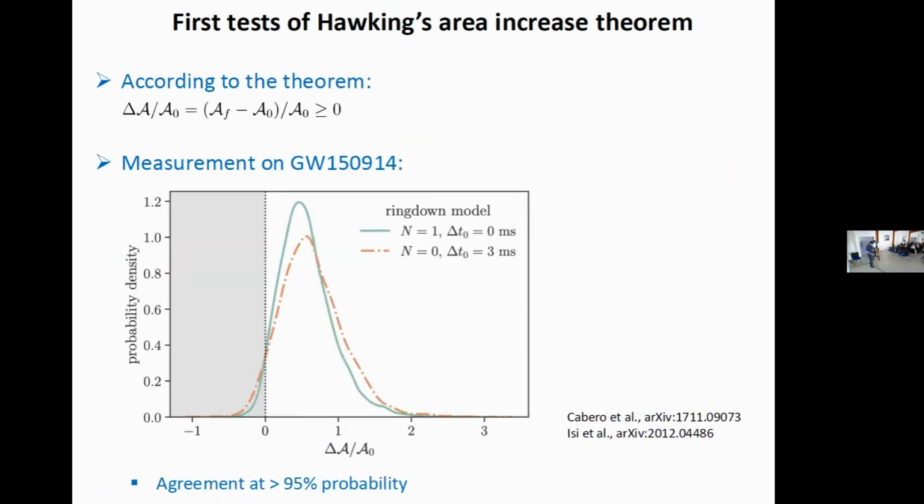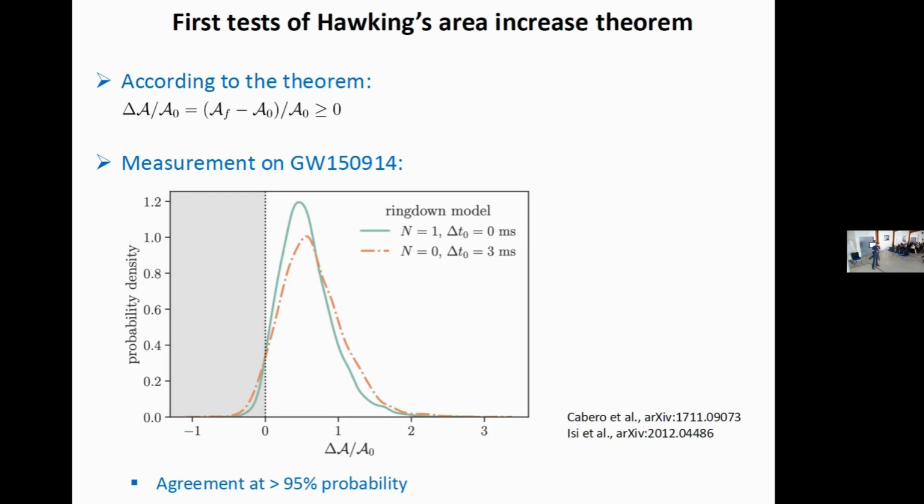So here's a measurement on GW150914. Here's the relative change in area. The shaded region in this curve is forbidden by Hawking's area increase theorem. And then again, you see two curves here. Again, they correspond to different assumptions. But the important bit is that in both cases, about 95% of the probability lies in the safe zone. And so Hawking's theorem, and therefore GR, passes with 95% probability.